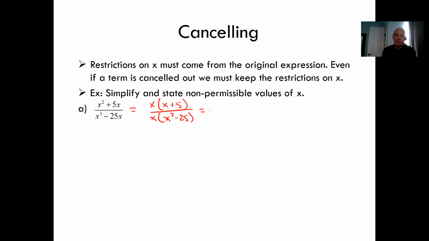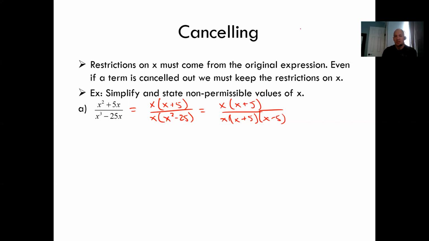When we're here, you don't necessarily want to start crossing things out, and you may or may not get your non-permissible values right away. Maybe you see what they are, maybe it's very obvious, or maybe you need to factor a little bit more. X squared minus 25 is the difference of squares. So there's the x plus 5 and x minus 5 here. Before you start crossing things out, you definitely want to get the NPVs.